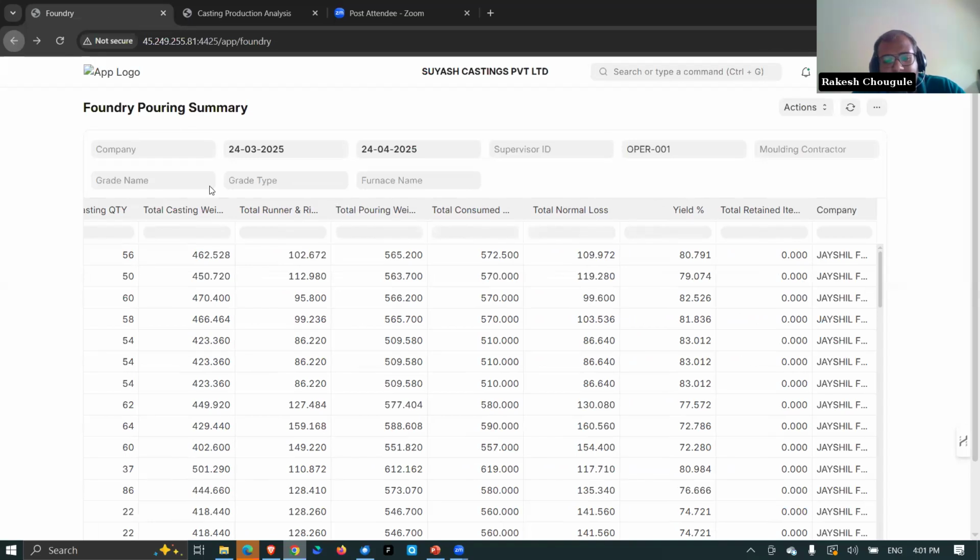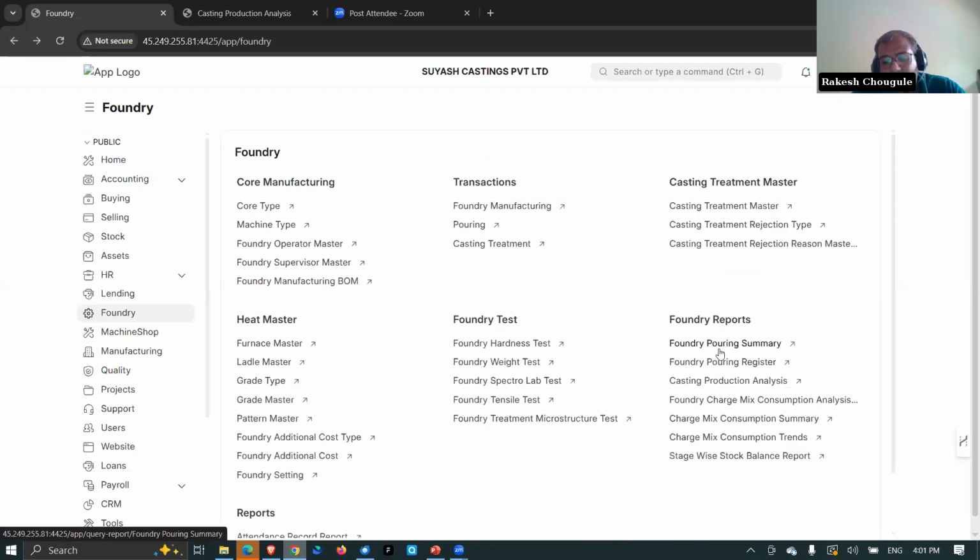Okay. So the thought is that we have made a number of masters first of all. After that, while making entries, each point has been captured in a single data entry. So we can generate reports which are beneficial to our management.